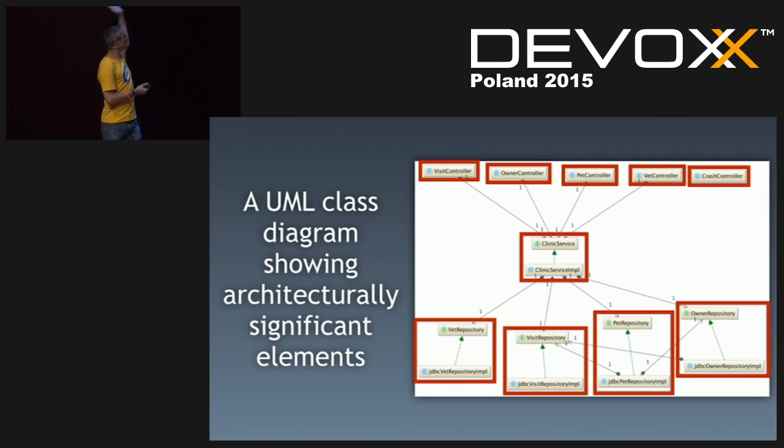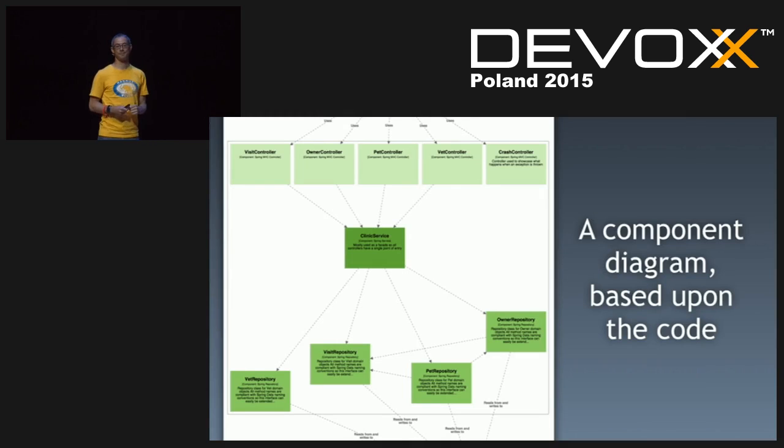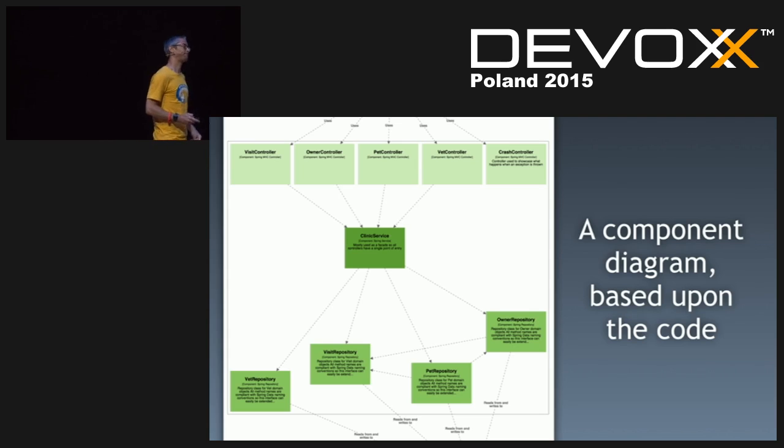So let's treat all of the controllers as components. Let's merge the interface and the implementation and call that a component as well. That seems a nice, sensible thing to do here, to remove some of that noise. Ultimately, I want to get a picture that looks like that. It's the same diagram, just drawn in a slightly different way. Controllers, service, repositories. So how do I draw this? And furthermore, how do I draw this automatically?